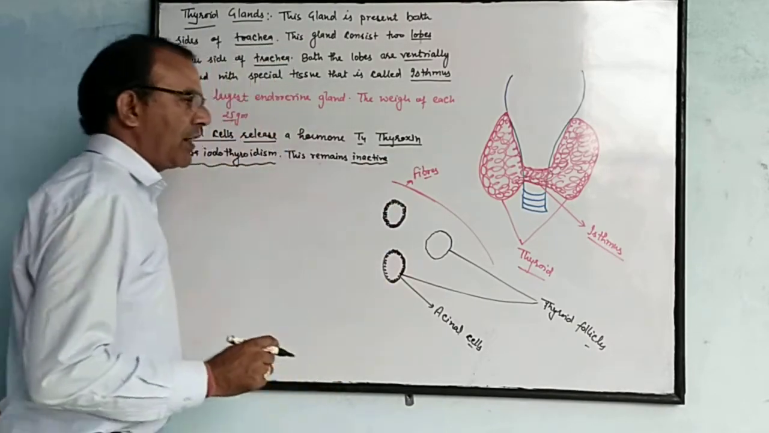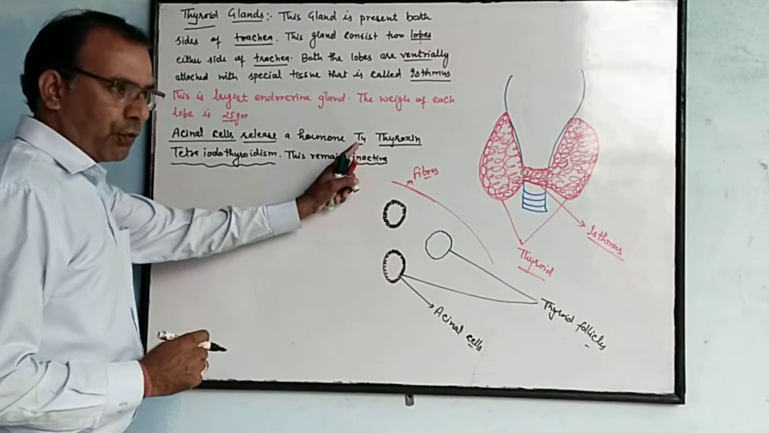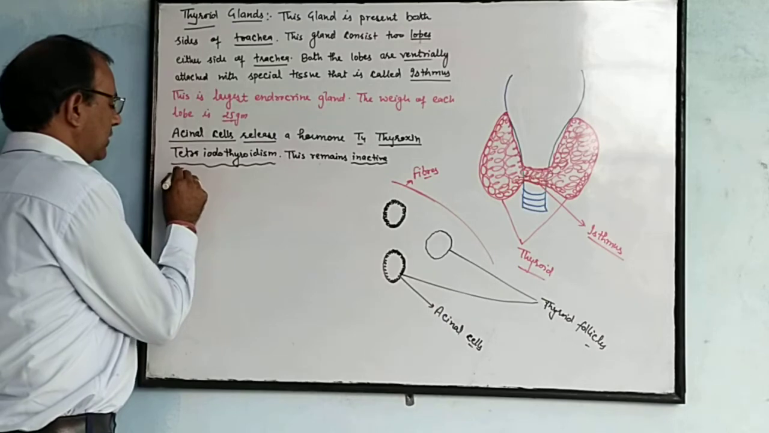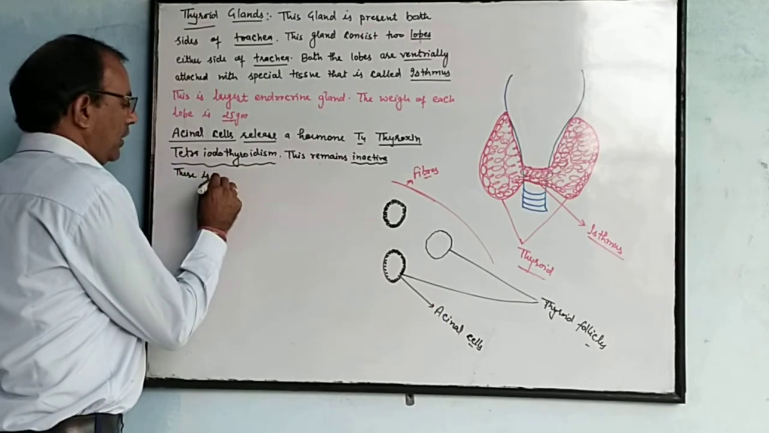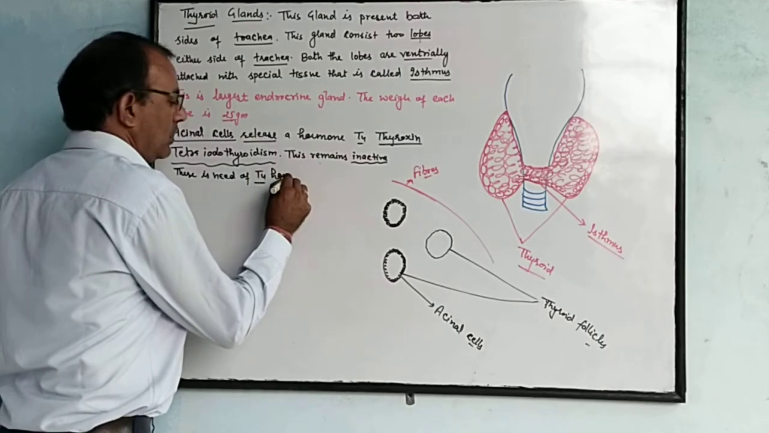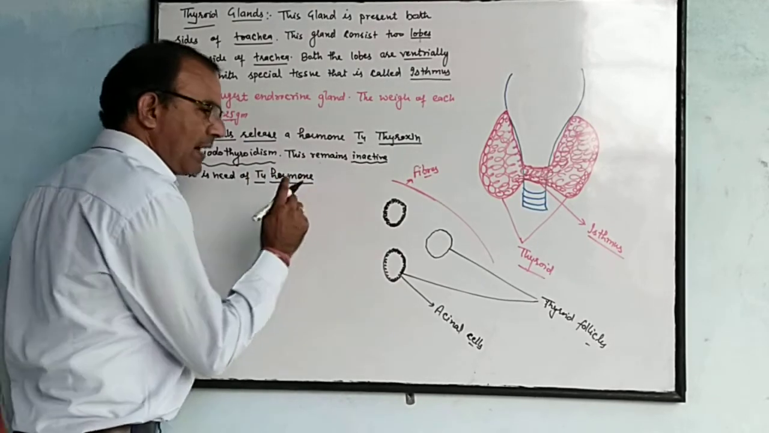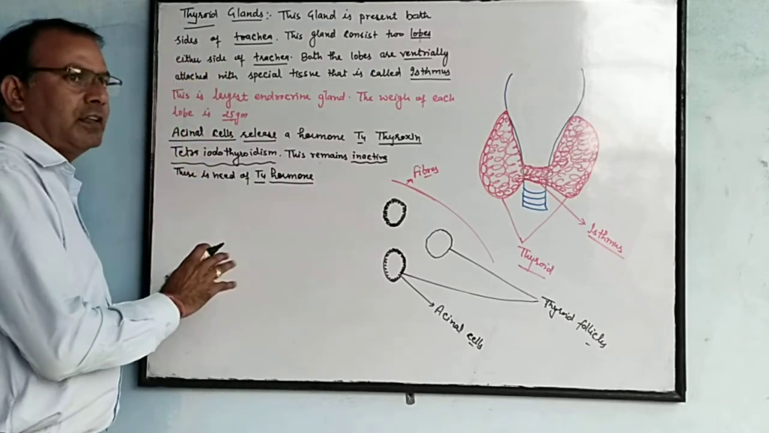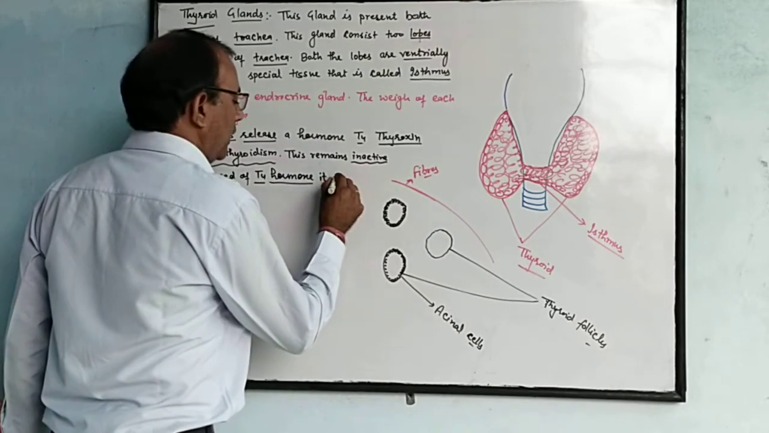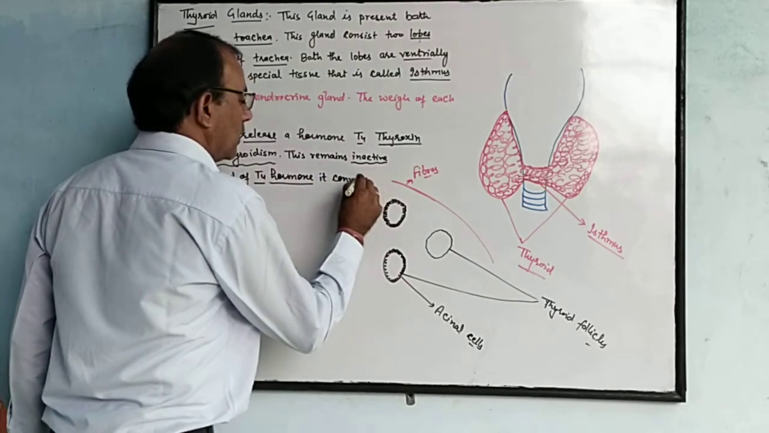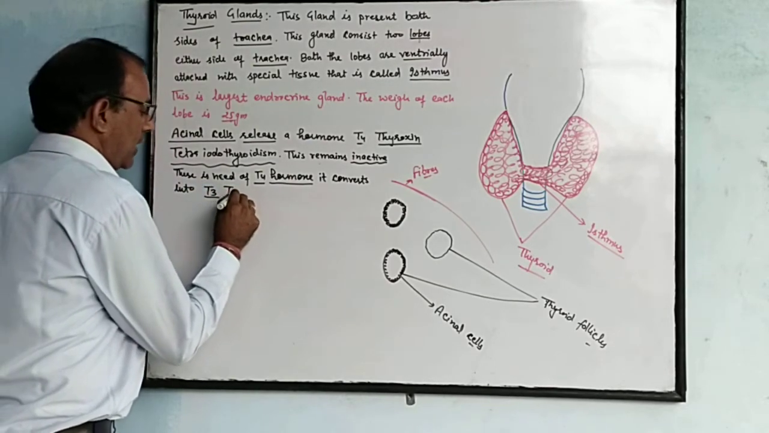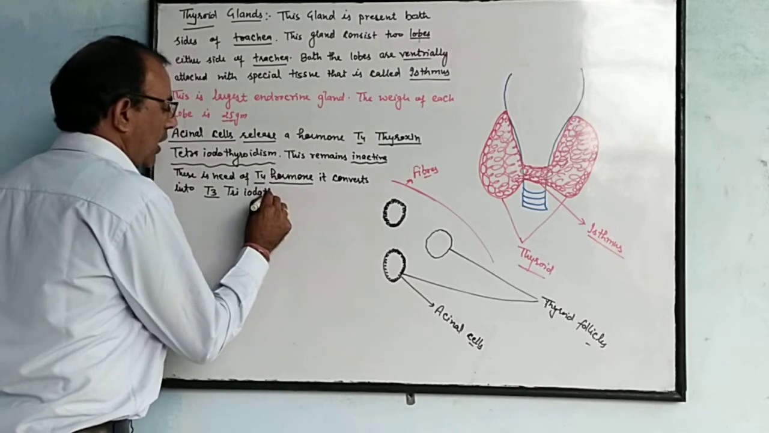When there is a need of thyroxine hormone, it means T4 hormone, it changes into T3. T4 hormone is inactive, but when there is a requirement in the body, it converts into T3, triiodothyronine.